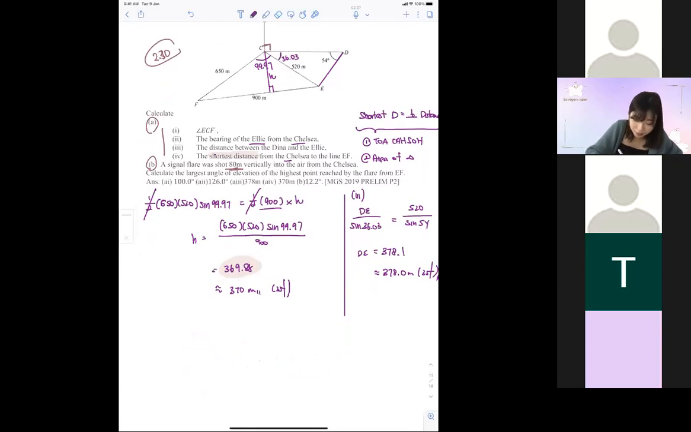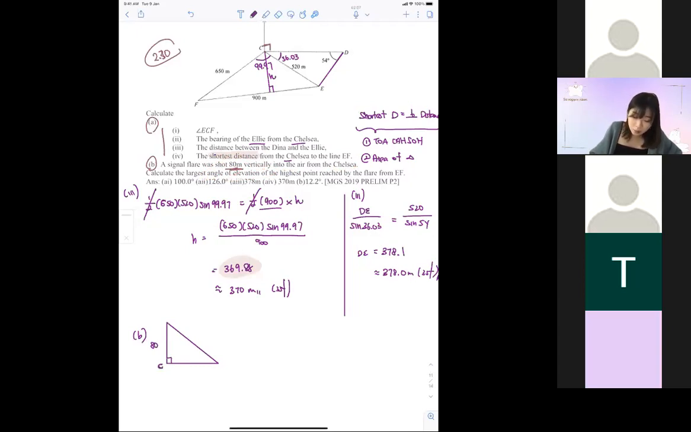Can you all just look at part B first? For part B, I flare up a signal, I shoot it up 80 meters vertically from C. Every time you see this kind of question, especially if you see angle of elevation, please draw your own right angle triangle. You must draw your right angle triangle. This thing is vertically above C, so C is next to the 90 degrees, and it's 80 meters vertically up. So this is 80.